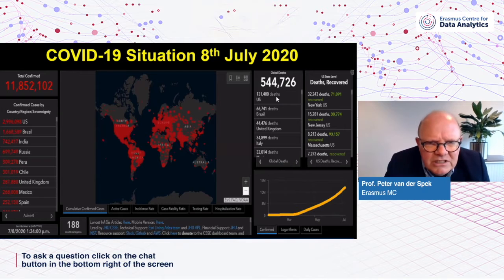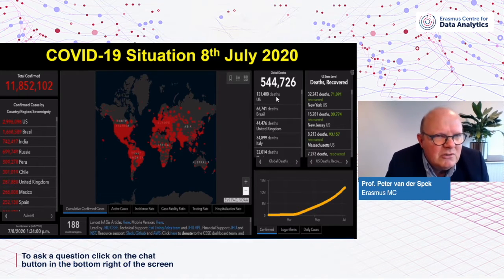Now, what we see on this dashboard, which is made by Johns Hopkins in the United States, that's a university which is accumulating data from all countries around the globe about the deaths and the contaminations. And basically, this dashboard has been used since early February to start monitoring how the virus is spreading around the globe. And at this stage today, you can see on the bottom left the date indicated.